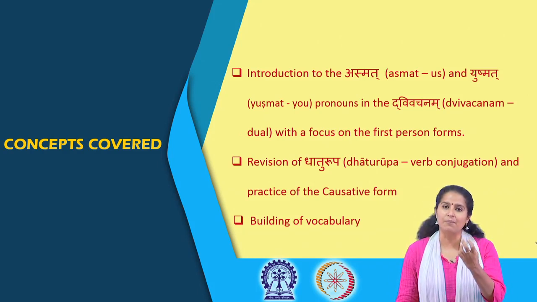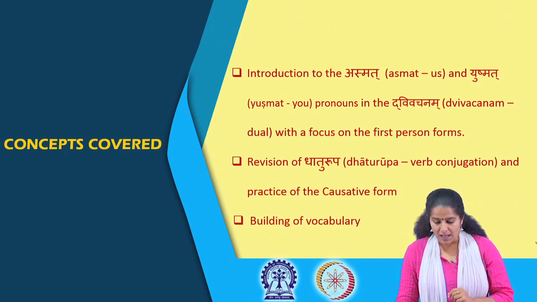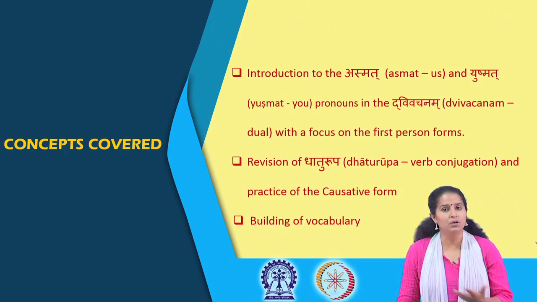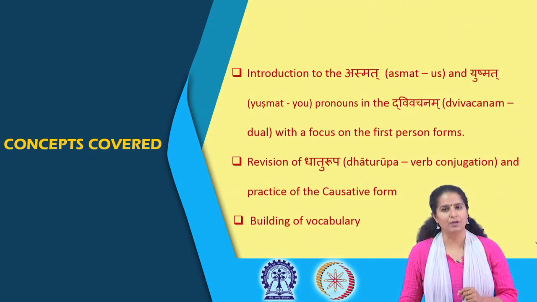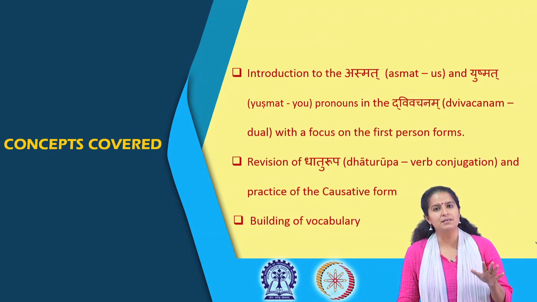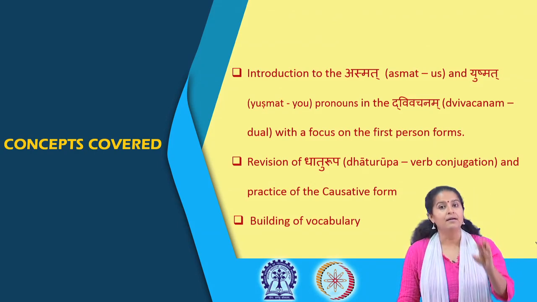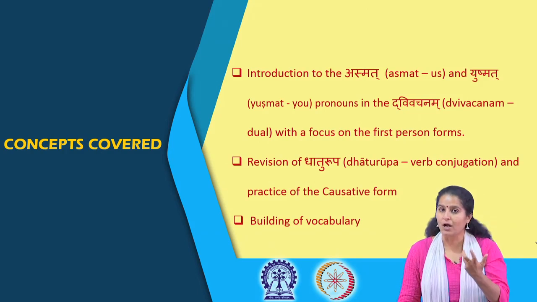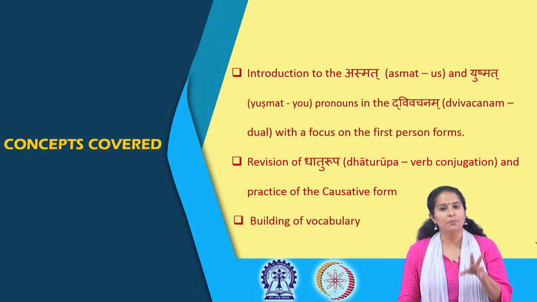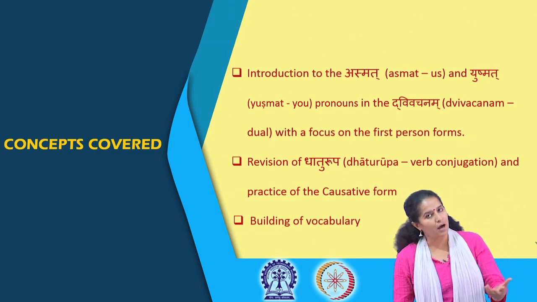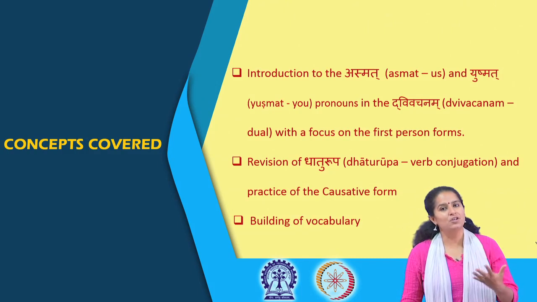We will also do a revision of the dhatu rupa, because we have been seeing some verbs which have a slightly different way of conjugation, and we are going to practice some of that. Following that, we will do a little practice with the causative form or the nich, and then building of the vocabulary. Because the emphasis here is on learning the dual of the first and second person pronouns, we've not focused that much on building vocabulary, but new words are being added in every lesson. So please make sure that you're integrating them in your own vocabulary.